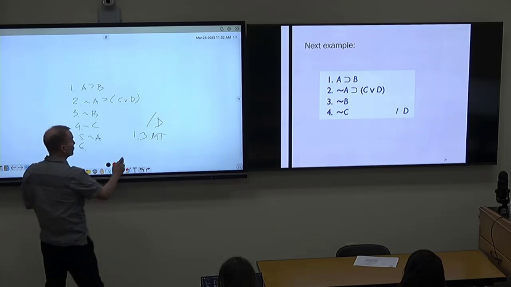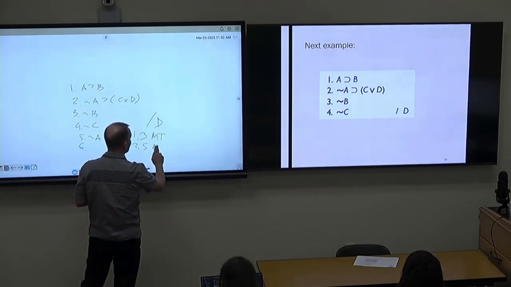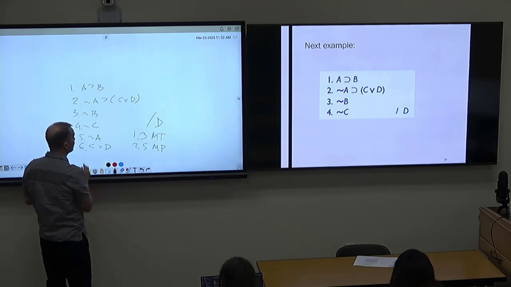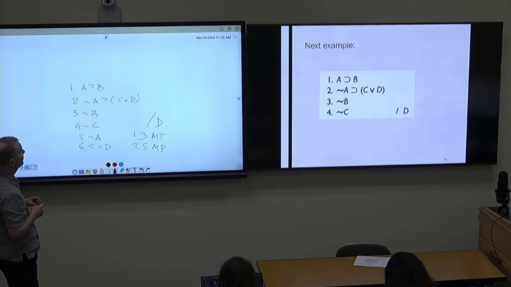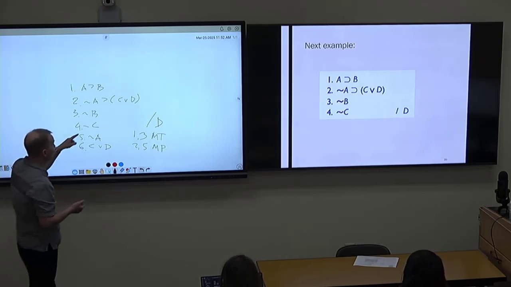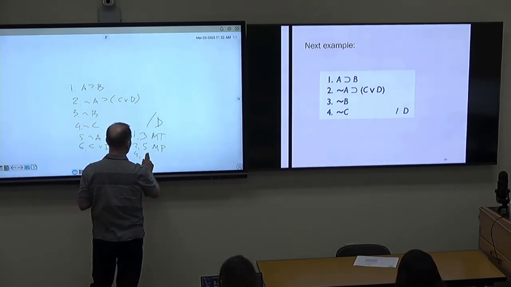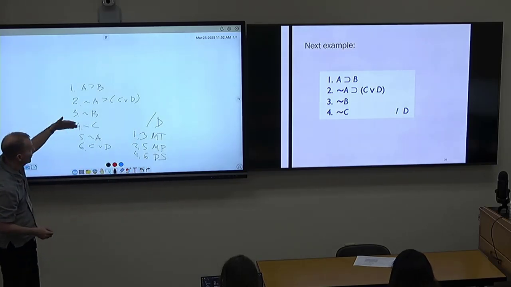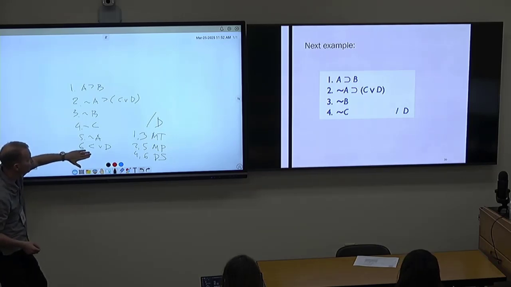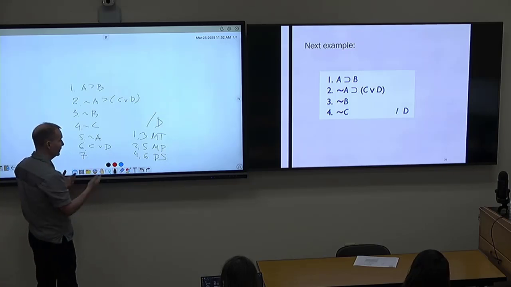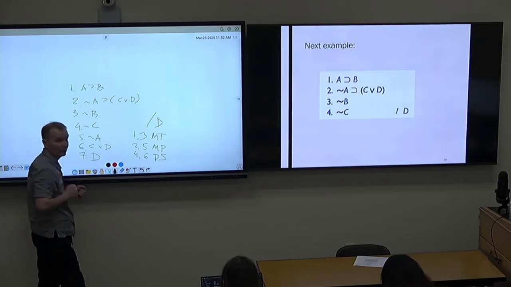Modus ponens. Lines 2 and 5 and modus ponens, what are we going to get? C or D. So that's already helping us here, right? But we need to get to D, so what do we need? Lines 4 and 6, because we have not C, right? And disjunctive syllogism. So now, if we put not C underneath this, we will get what? D. And that's what we need.